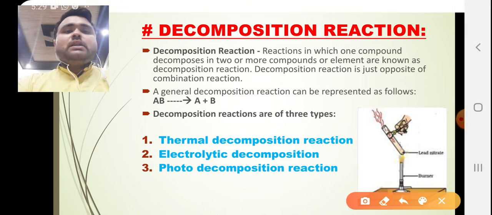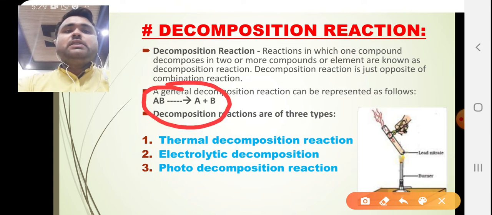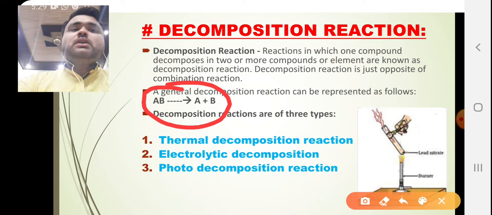You can see that the general representation of a decomposition reaction is AB gives A plus B. That means a single reactant is decomposing into simpler products. So this is a simple representation of a decomposition reaction.